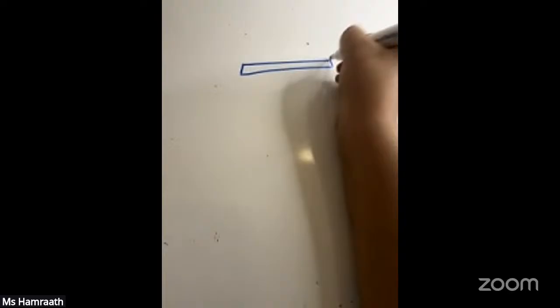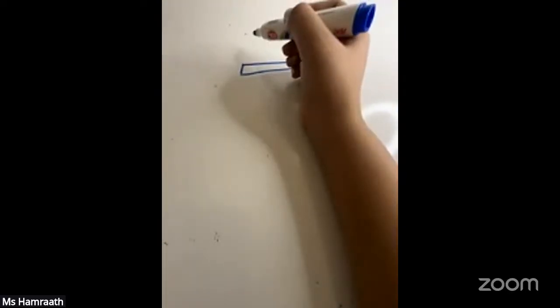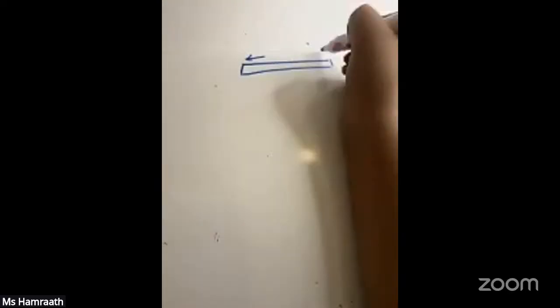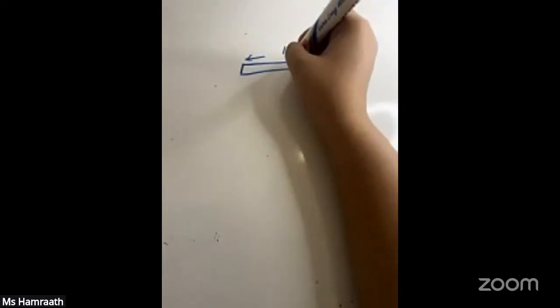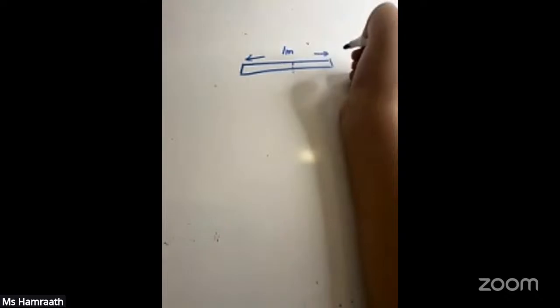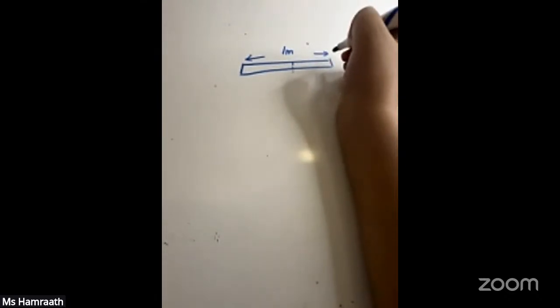Okay, look here. Look at the board. Let me give you a question and I'll show you how to do it. Let's say you have an object, a 1 meter rod. Remember, this object is fixed from the center.